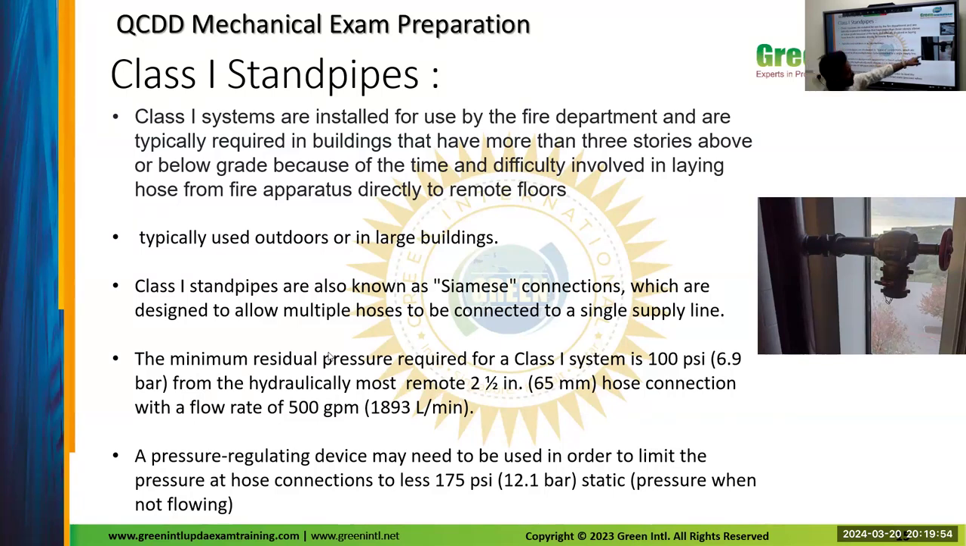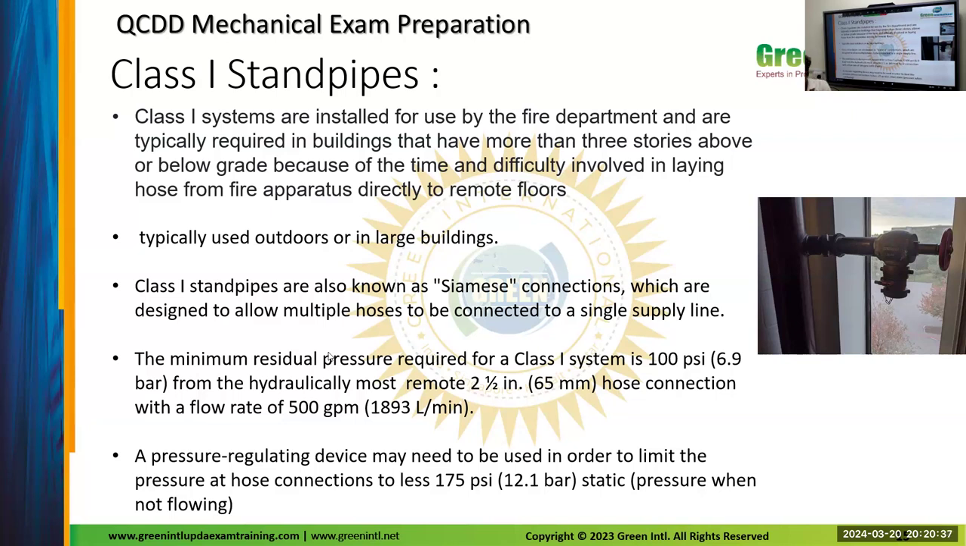So here you can see, what is this connection named? This is a Siamese connection. Siamese connection in the sense that there will be two connections. The class 1 standpipe is typically used with a Siamese connection, which is designed to allow multiple hoses to be connected to a single supply line. The minimum residual pressure required for a class 1 system is 100 psi from the hydraulically most remote 2.5-inch hose connection with a flow rate of 500 GPM. This is the requirement for the class 1 standpipe systems.